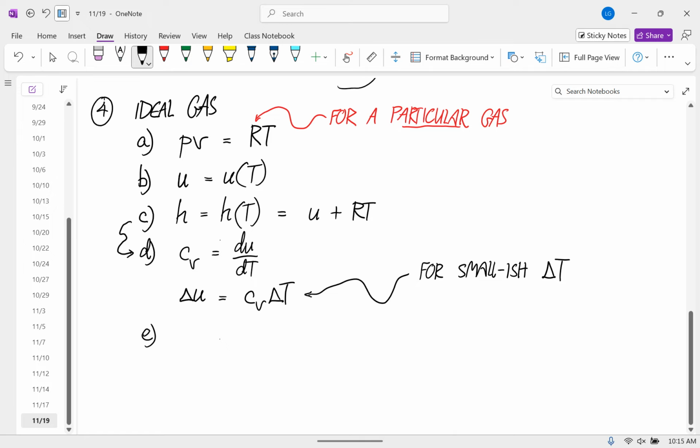And then what about Cp? Well, Cp is the total derivative of h with respect to temperature. And so if you use that expression from C, so this also comes from C, you get that this is equal to Cv plus R.